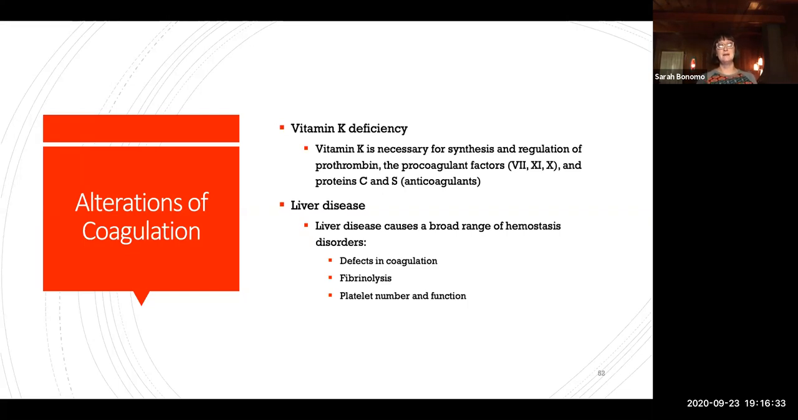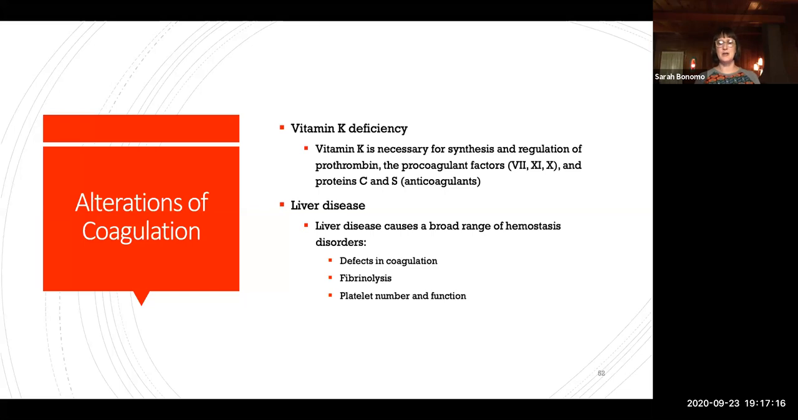And then in addition to that, we can have problems with coagulation. So this is our ability to clot. The couple of things I just want to touch on with that are vitamin K deficiency. Be real careful that you don't confuse vitamin K with the abbreviation for potassium, which is K+. Vitamin K is just that, vitamin K. We need it to be able to synthesize and regulate prothrombin and all of our clotting factors. I don't need you to memorize this. I just need you to know that vitamin K is necessary for the coagulation cascade.